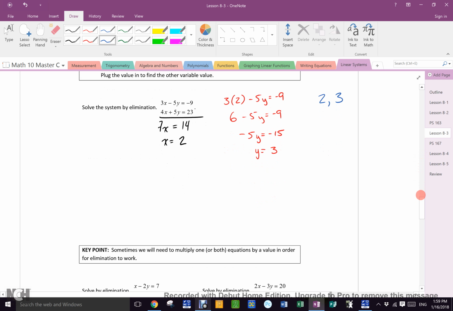How many people like elimination better than substitution? I have no preference. I just don't like drafting.